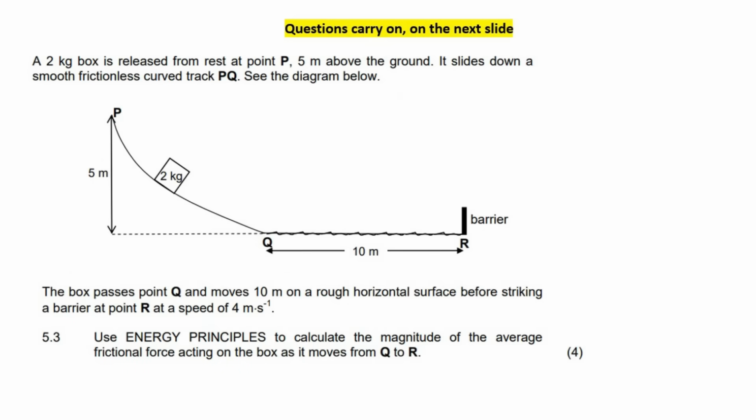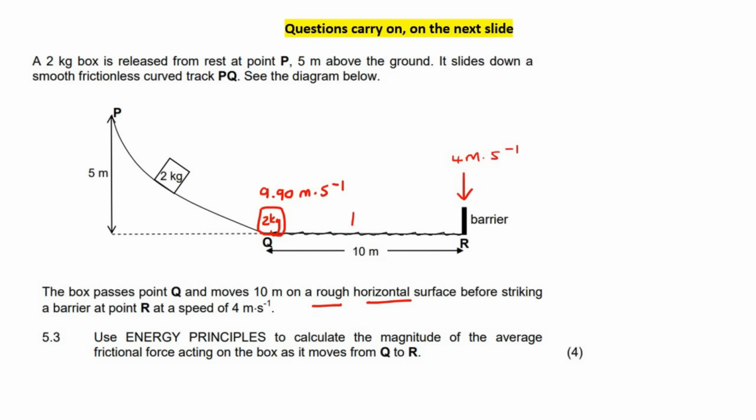So we must remember that when the box gets to the bottom here, it's traveling at 9.90 meters per second. The next question says the box passes point Q and then moves 10 meters on a rough horizontal surface before striking a barrier, point R, at 4 meters per second. I just want to talk about this a little bit. Here it was traveling at 9.9, and then here it's traveling at 4 meters per second. So obviously it slows down because it's going over this rough surface.